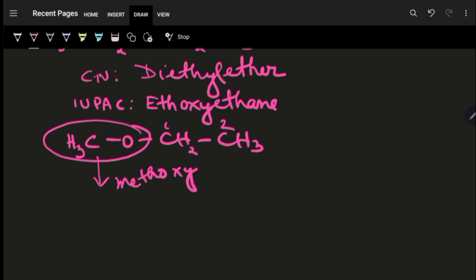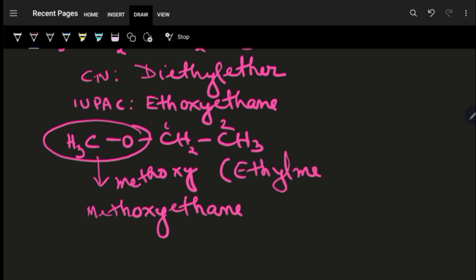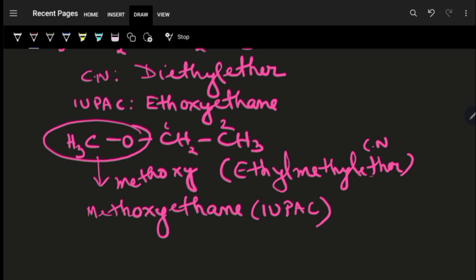But what will be the IUPAC name? The IUPAC name will be methoxy, 2 carbon atoms, so ethane. And here the common name is ethyl methyl ether, because E comes first. So this is your common name. See, what is important here is the IUPAC name, and how you are supposed to name it, I have already told you.